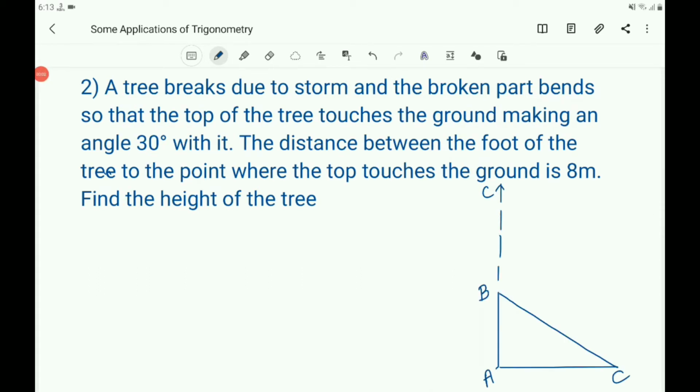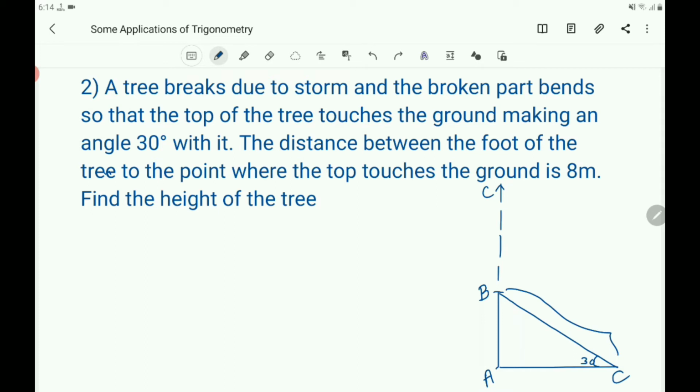Now let us draw the rough sketch with respect to the given situation. Consider AC is a tree. It breaks at a point B. So BC is the broken part. This broken part touches the ground, making an angle 30 degree with the ground.